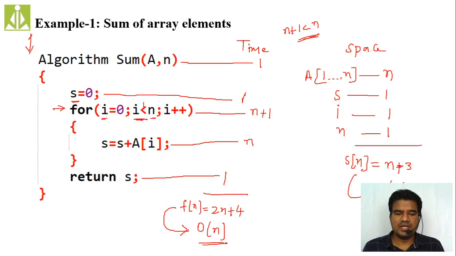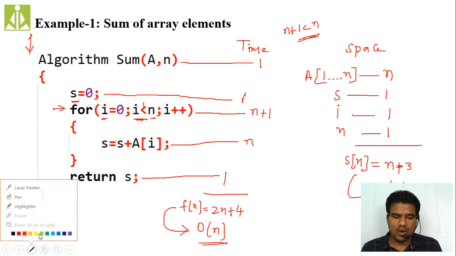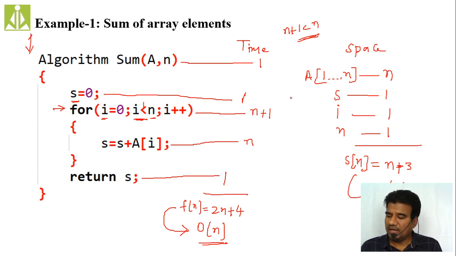Over here in this algorithm, I'm using only a one-dimensional array. A one-dimensional array I'm using over here, so my space complexity function will become order of n.